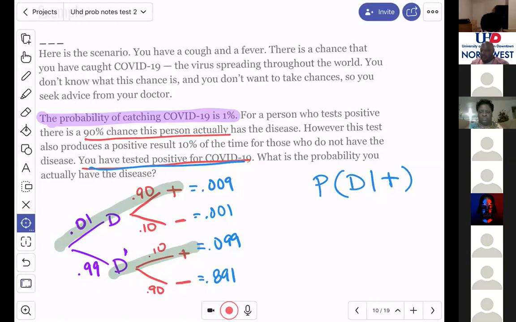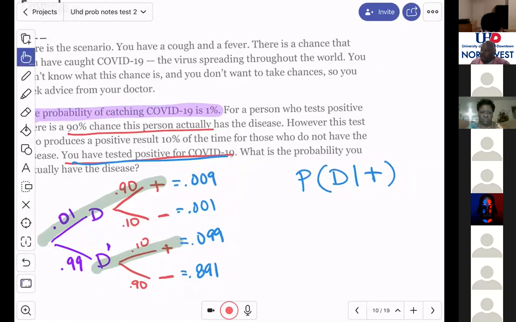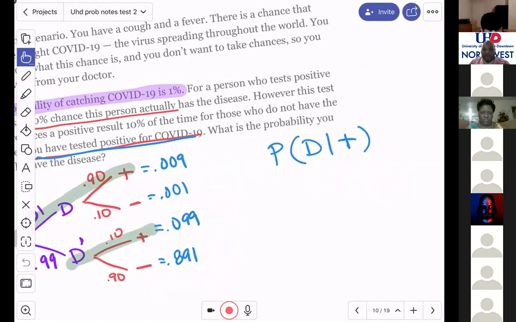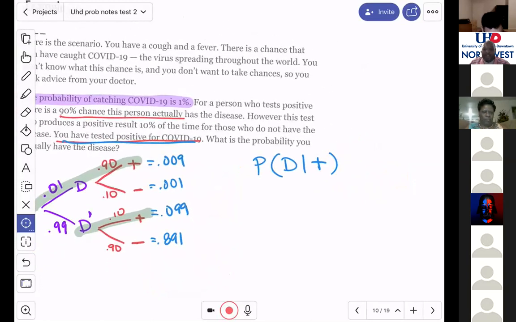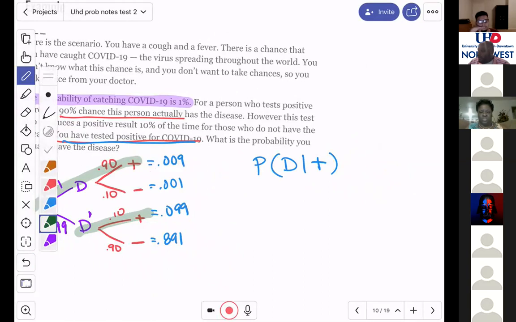But here's what I'm interested in now. Remember in a conditional, what do we do? We restrict it to what we are interested in. Which people am I interested in? Positive. I'm interested in all my positive people. Where are my positive branches at? The first and third. 0.009 and 0.099. Does everybody see that? You add them up together. And that is the bottom of the denominator. So we're going to add up 0.009 plus 0.099. That is all the people who have tested positive for this particular disease.